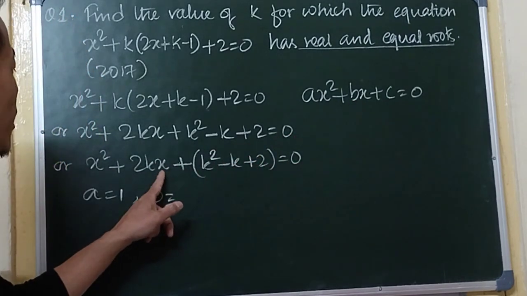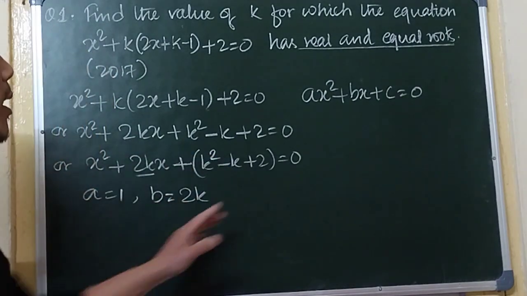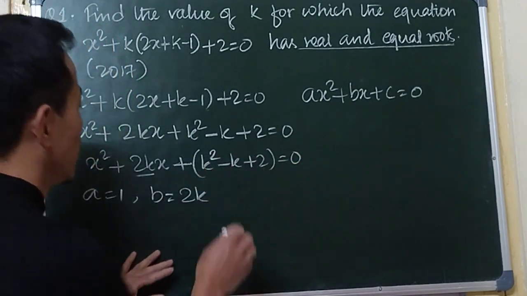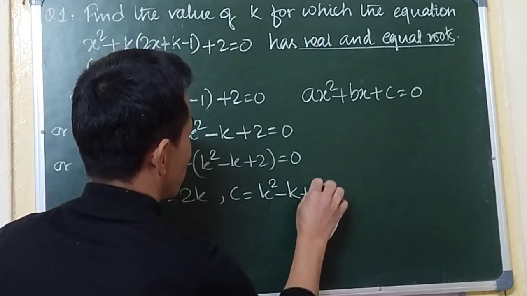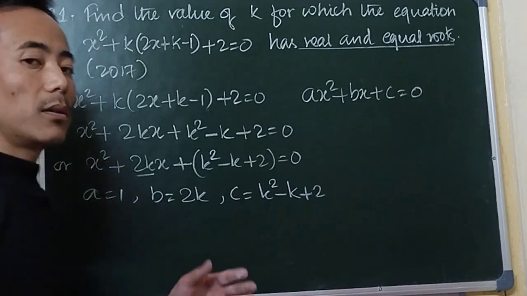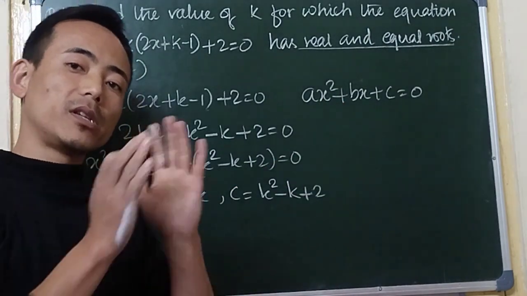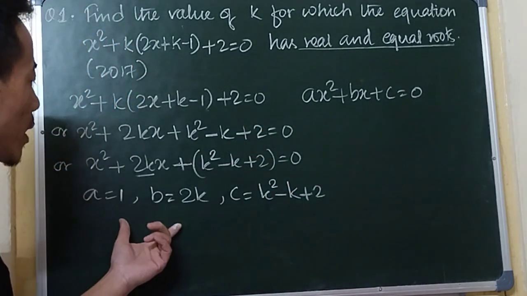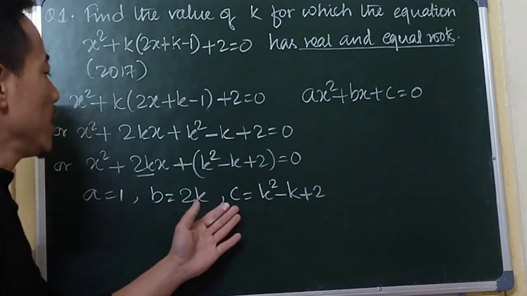So the coefficient of x here is 2k. So the value of b will be 2k. And the real number c here will be this term. So c is equal to k square minus k plus 2. If the equation is not given in the standard form, first you have to bring that equation to the standard form. Only then you can simplify it further. So now since we have done the simplification of the equation, we obtain the values of a, b and c.